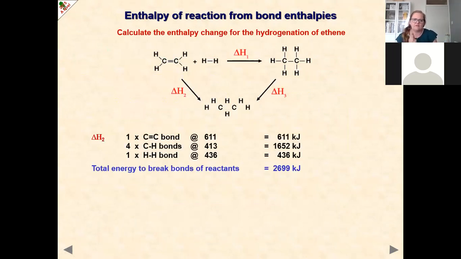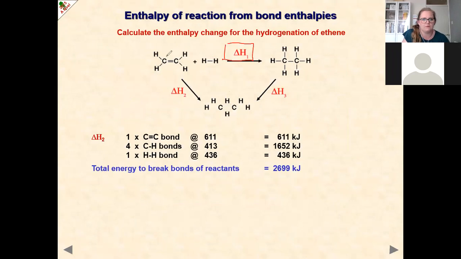What you can get asked is something like this. You can get given this image and asked to calculate the enthalpy change for the hydrogenation of ethene. So what you would need to do is work out, we don't know what delta H1 is, so we need to work out what delta H2 is. So we're going to look at delta H2.